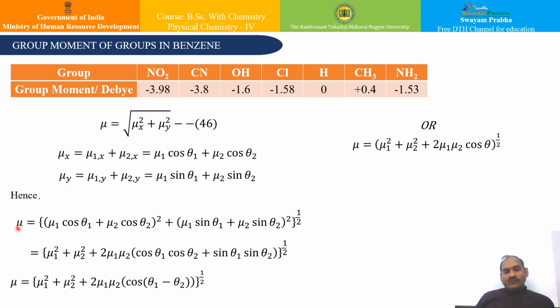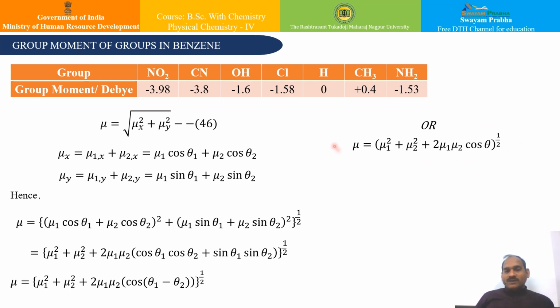And therefore, if I want to find the resultant dipole moment, I can substitute these values in this particular expression. So it will give me the square root of (mu1 cos theta 1 plus mu2 cos theta 2) square plus (mu1 sin theta 1 plus mu2 sin theta 2) square, to the power half. If I solve this, I get a particular expression, and this can be simplified in this form. That is, my resultant dipole moment will be given by (mu1 square plus mu2 square plus 2 mu1 mu2 cos theta) to the power half.